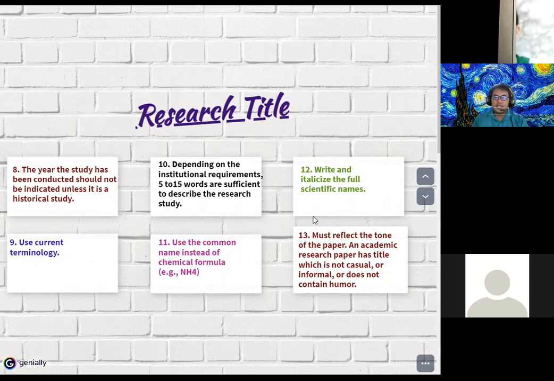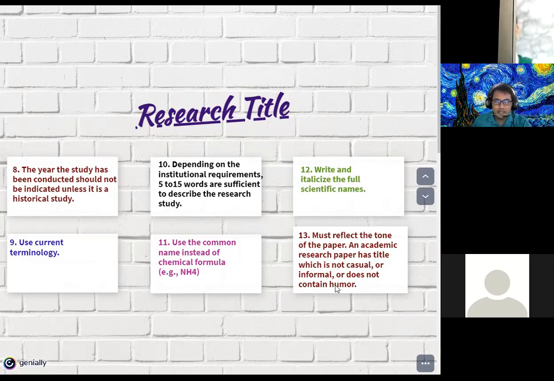Okay? Last, your research title must reflect the tone of the paper. So what is the tone of the paper? The tone of the paper is formal. Okay, so an academic research paper has a title which is formal and not casual. So it is also not informal. Okay, so it does not contain humor.